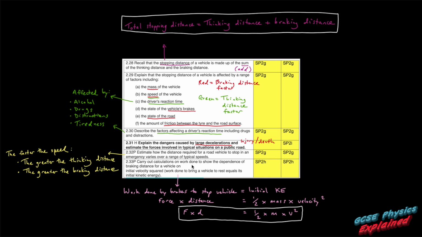You should be able to carry out calculations on work done to show the dependence of braking distance for a vehicle on initial velocity squared. In other words, the work done to bring a vehicle to rest equals its initial kinetic energy, as I'm showing you down here by the equations. So this is a handy little derivation. If you know how fast the car is initially moving and the mass of the car, you can work out the force required to stop it if they tell you a certain distance. Or if they tell you the force, then you can work out how much distance it's going to take for the car to come to a stop.